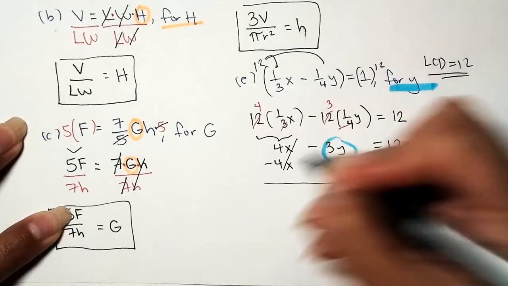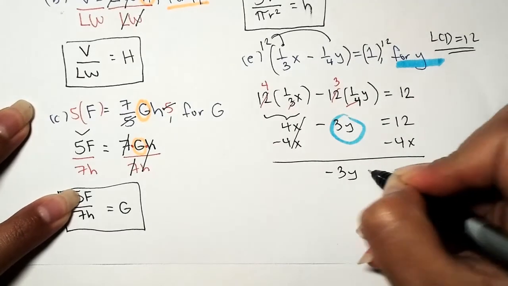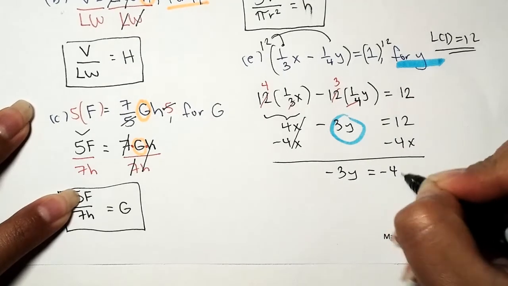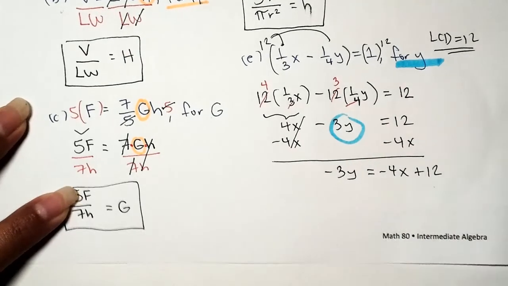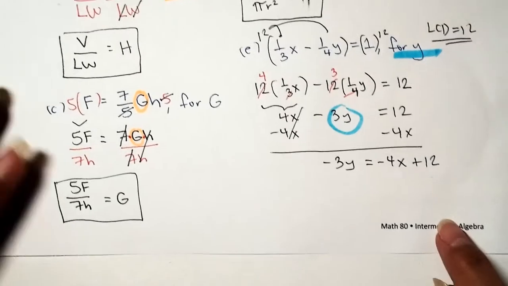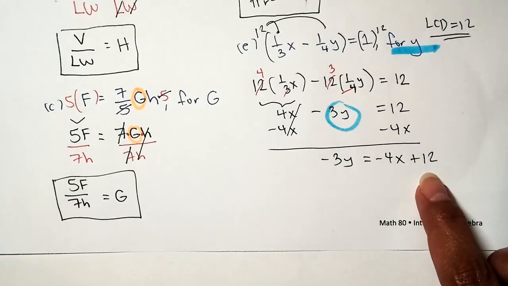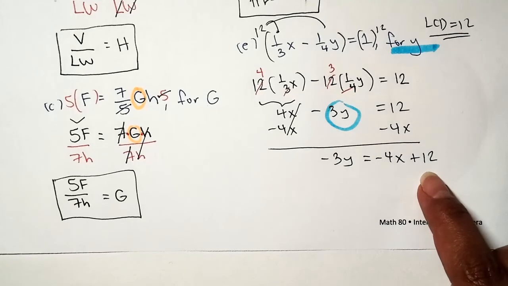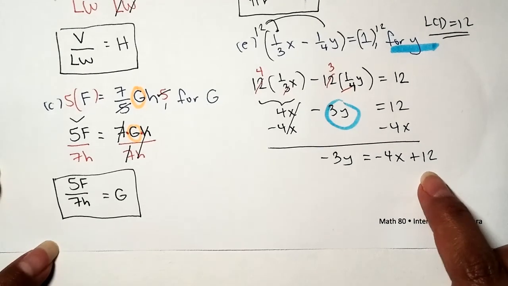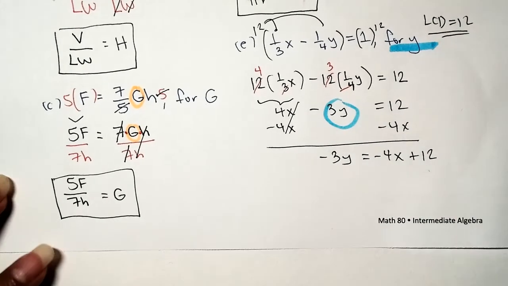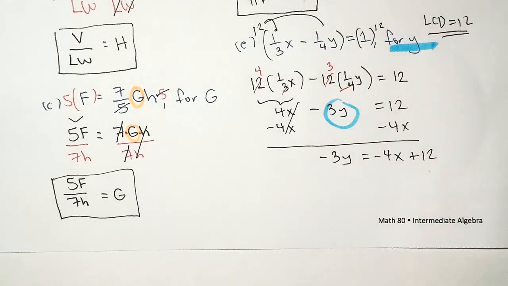And that will leave us with negative 3y equals, where am I? Negative 4x plus 12. The question that I get is this: does it matter which of these two terms I write first? It does not. You want to put the 12 first? Go for it. The only reason why I'm putting the x first is because from the graphing unit, I'm used to putting the x first, but you can put the 12 for all I care.